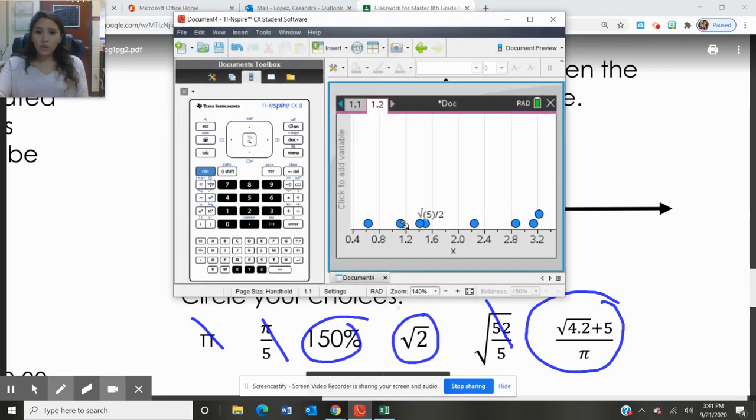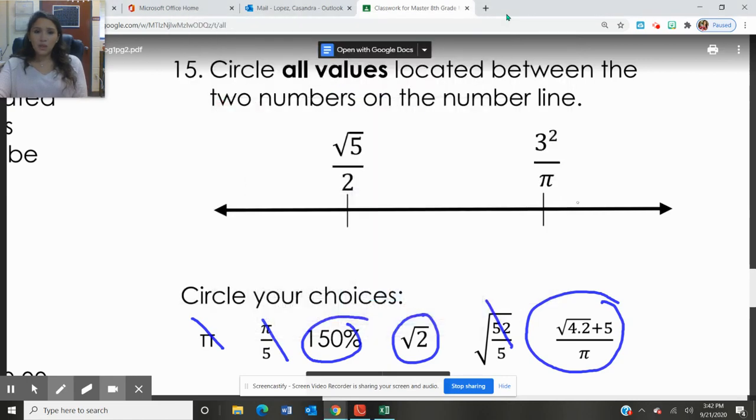And again, if I were to go here, this was my first number, the square root of 5 over 2. If I go here, I have the square root of 2. I have 150%. And then I have the square root of 4.2 plus 5 divided by pi. And then here was my number that was 3 squared divided by pi. Okay, so that was 15. Let's go on to 16.